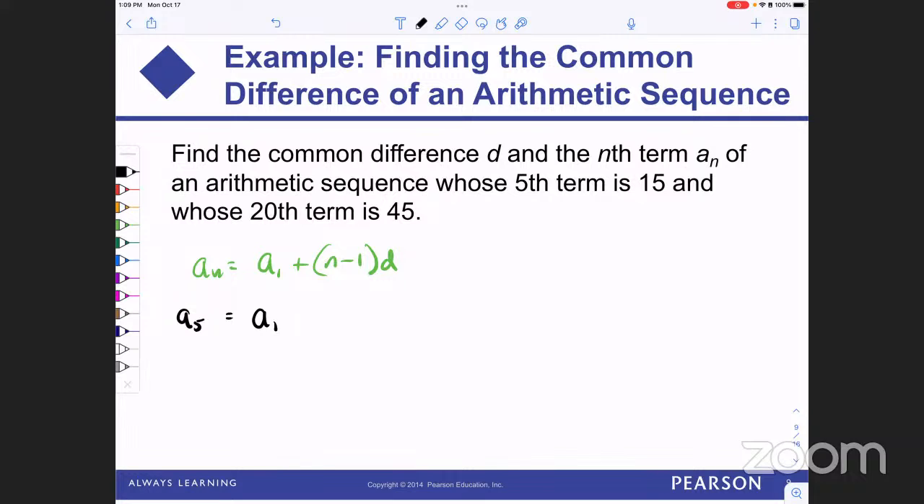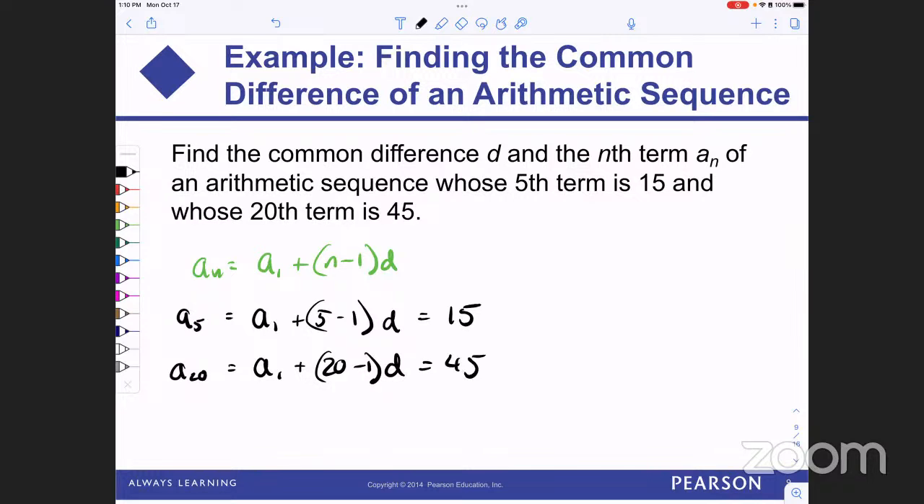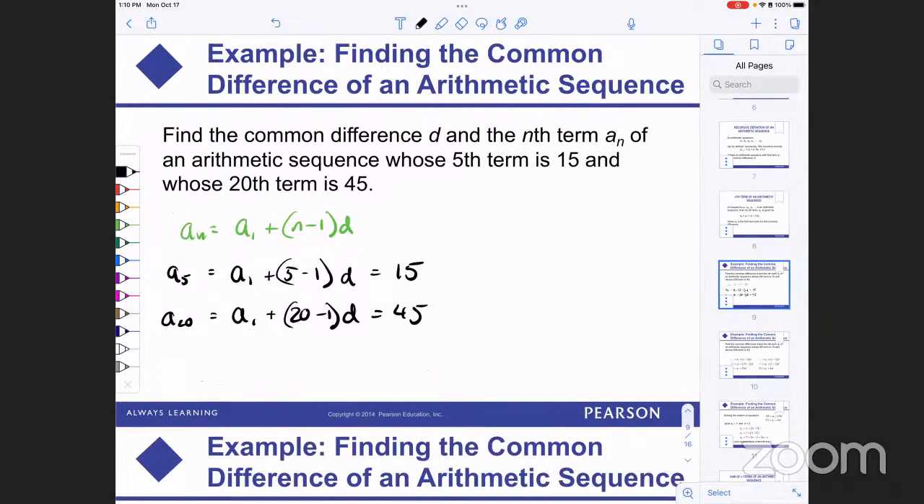So n is 5 in this case, so we're going to say plus 5 minus 1, and I think we still need to find the common difference. Oh, and then that output is 15. And then the 20th term, so a20 is going to be whatever the first term is plus 20 minus 1 times the common difference, and that output is going to be 45.